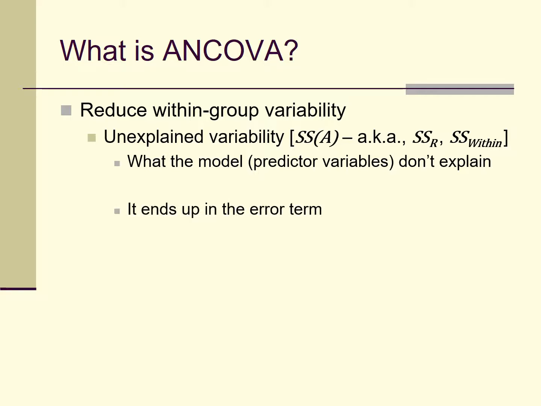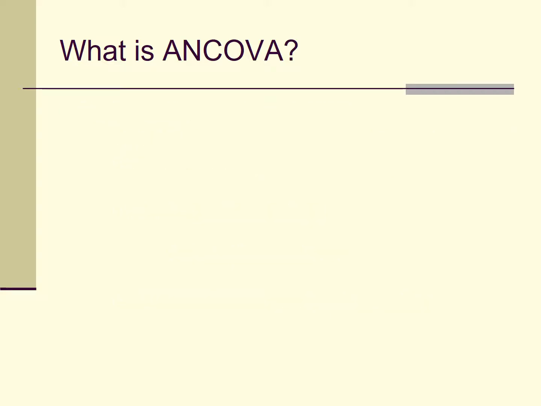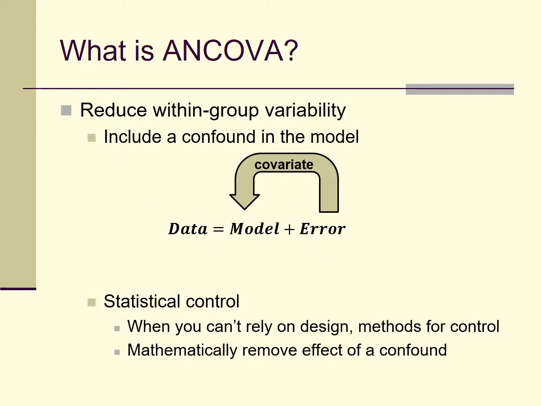Now, this unexplained variability necessarily ends up in the error term of our generic data equals model plus error equation. But some of this unexplained variability may be associated with a confounding variable or a nuisance variable. If we want, we can call that confound variable or that nuisance variable a covariate. Essentially what we can do is include that confound in our model. We can call it a covariate and bring it over from where it lurks in the error term and add it into the model.